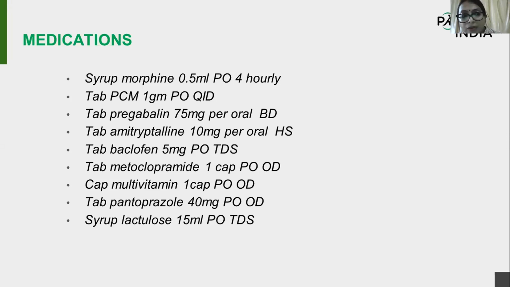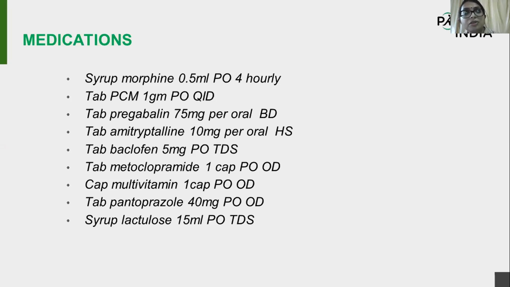You have amitriptyline, pregabalin. Okay, it's probably for the neuropathic pain that she was having. Amitriptyline also was for the neuropathic pain, but I was just wondering why it is given at 10 milligrams. She also had the complaint of not being able to sleep, and she would babble while sleeping. Okay, so that was another issue for her.